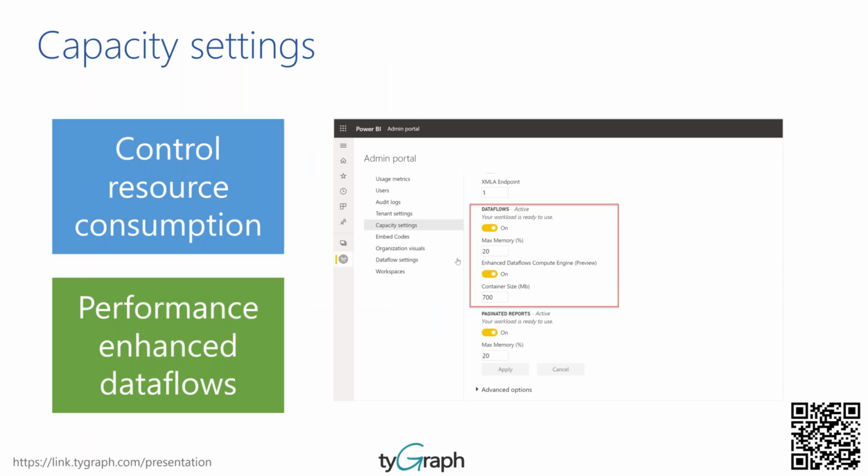And then there are capacity settings for the premium features, those things that we have to have premium to use. This is where you can go in and control how much of your premium capacity that dataflows are using. So you can see right now we have switches for the total amount of memory for the underlying capacity that dataflows can use, and whether or not to use the enhanced dataflow compute engine.